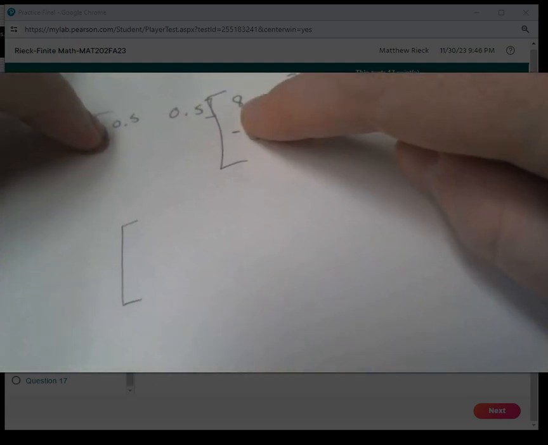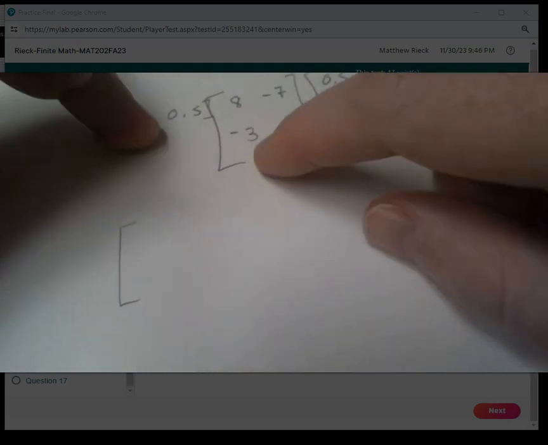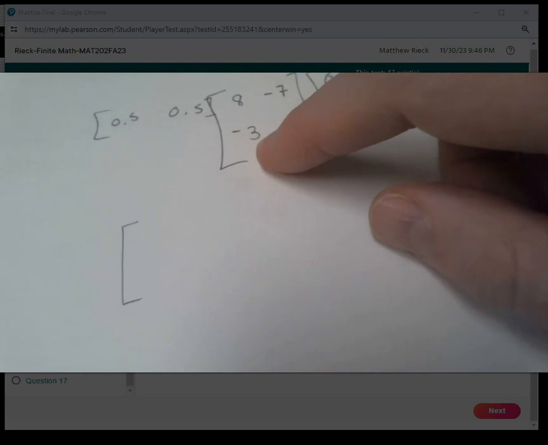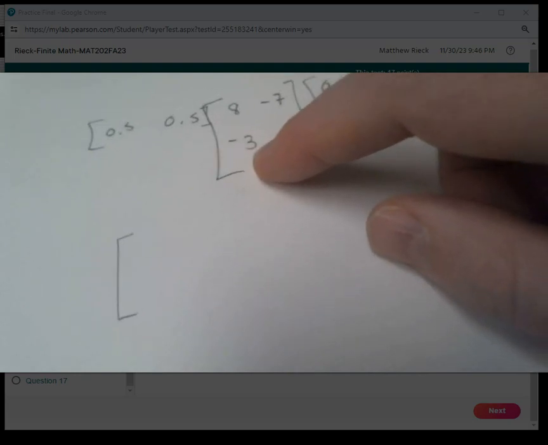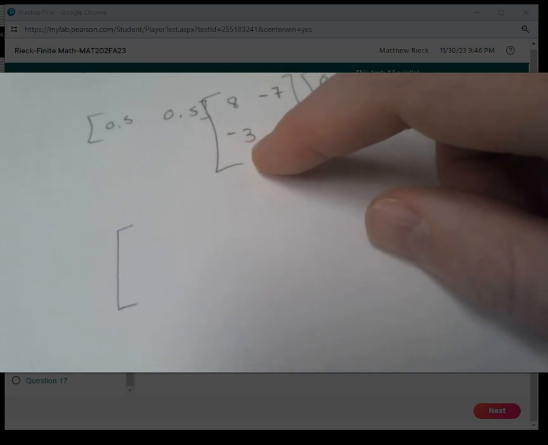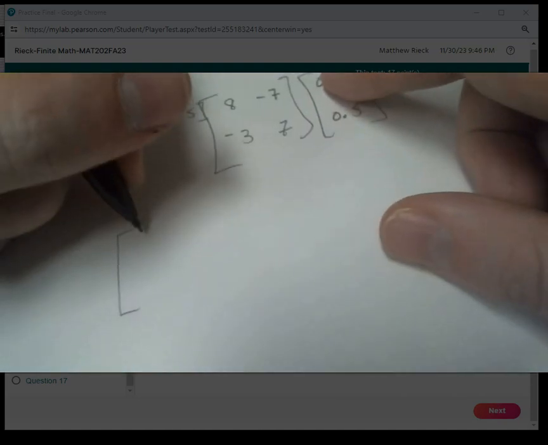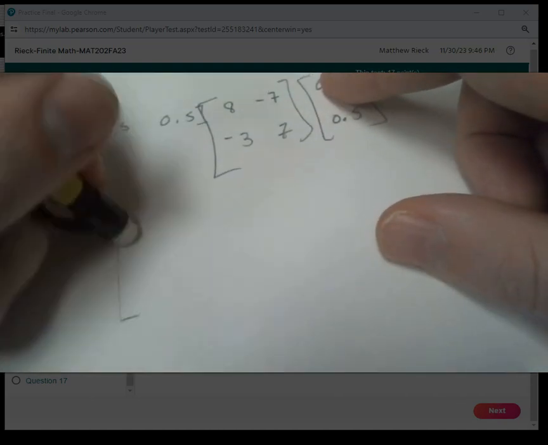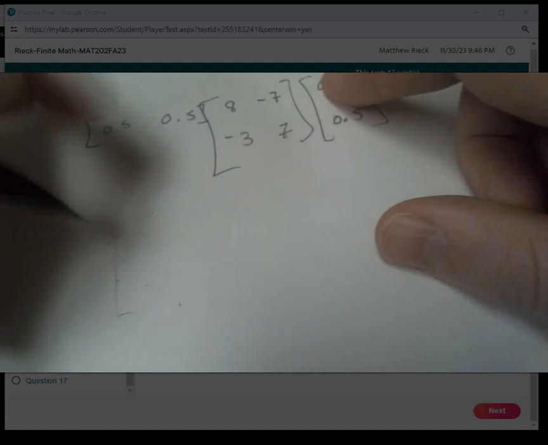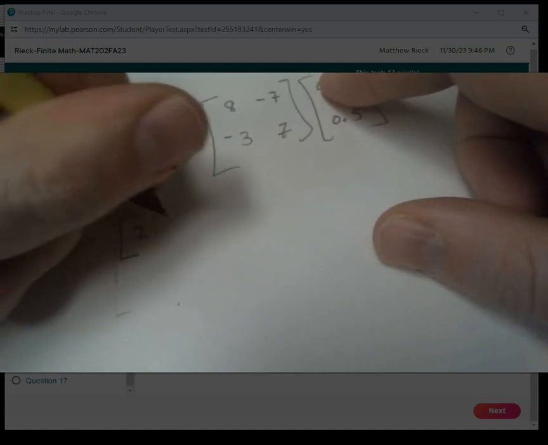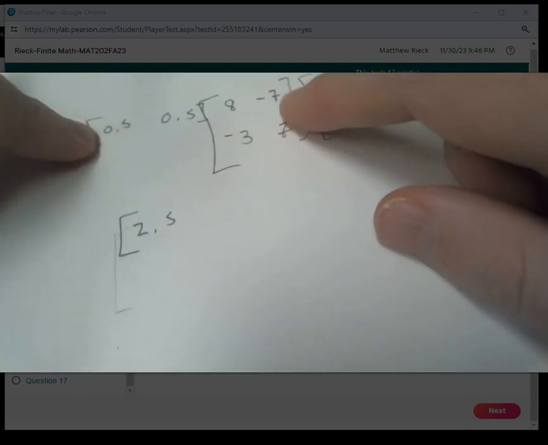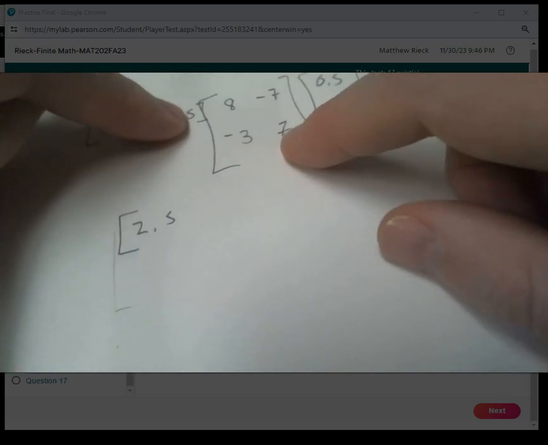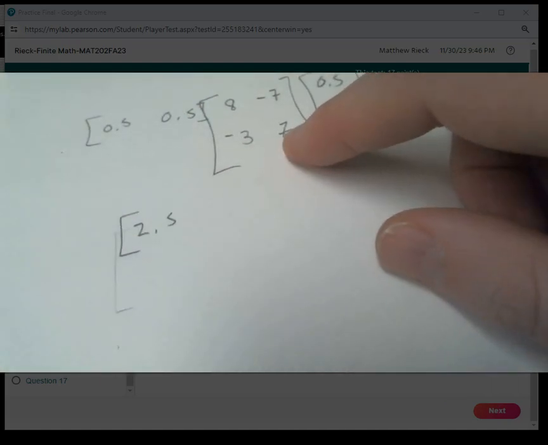All right, so you have 0.5 times 8, which is 4, plus 0.5 times -3. So that's going to be 4 minus 1.5, which is 2.5. So this is just going to be a row matrix, actually. 2.5. And then we have 0.5 times -7 plus 0.5 times +7, which would end up being 0.